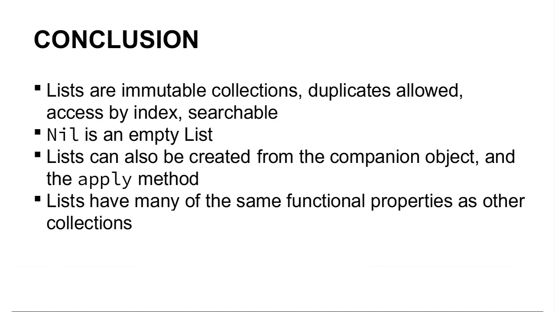Lists can be created from a companion object using the apply method. I don't have a bullet on this one. We created a list using :: and Nil. Two different ways we can create a list. And lists have many of the same functional properties as other collections. We just discussed mkString right now. We can use that mkString for sets, maps, etc. All about having a clean API.